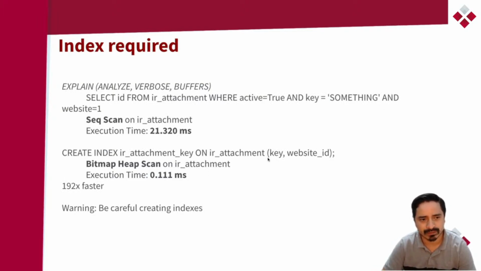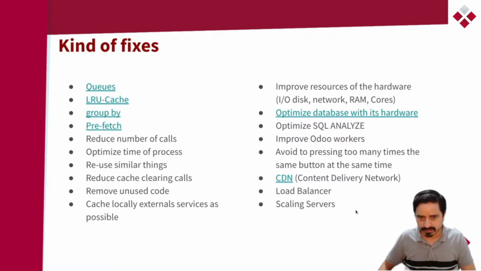Sometimes the problem is not in Python, but in Postgres. In a few cases you will have slow queries where an index is required, so you will have the same query running much faster. These are the kinds of fixes you can apply in order to support many users.